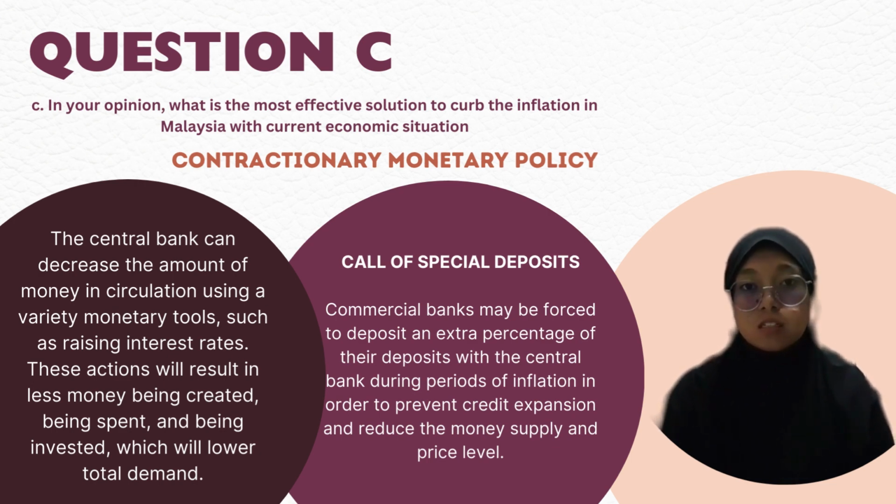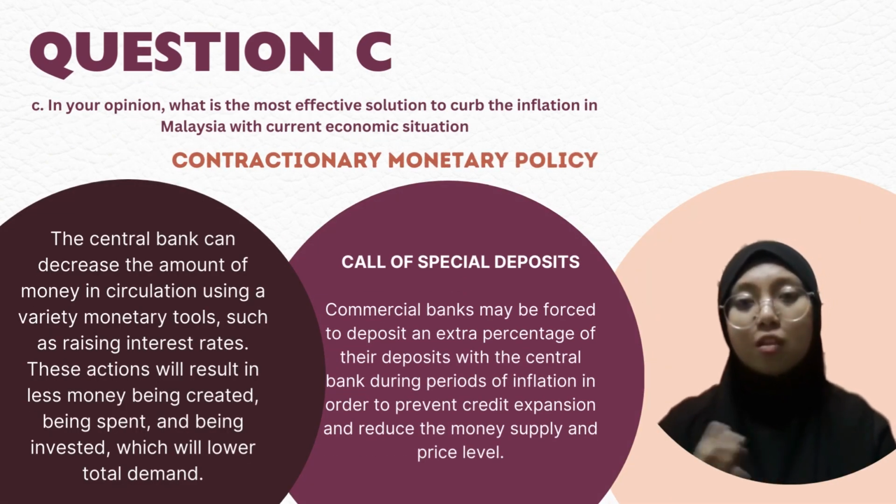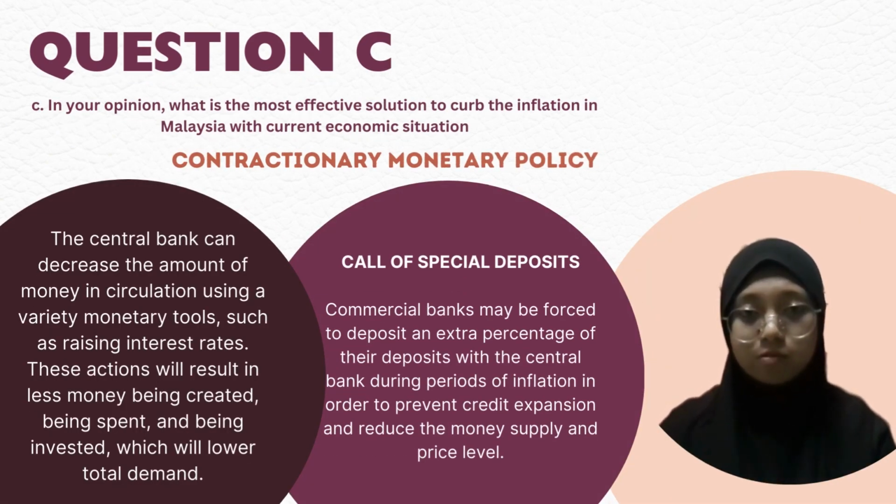For this policy, the central bank can reduce the money supply through different monetary instruments, such as using open market operations, raising the required reserve ratio, calling off special deposits, and increasing the rate of interest. This measure will reduce money creation, consumption, and investment, so that the aggregate demand will fall, hence it will cause a decrease in price.